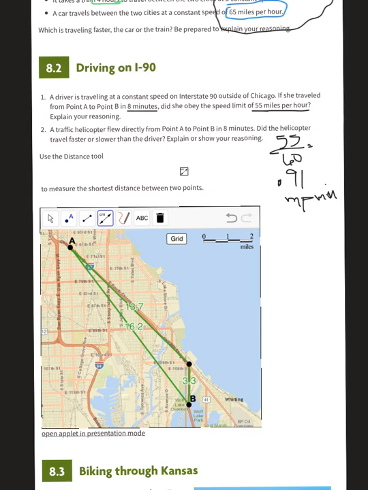So let's look at the problem here. It says a driver is traveling at a constant speed on I-90 outside of Chicago. If she traveled from point A to point B in 8 minutes, did she obey the speed limit of 0.91 miles per minute or 55 miles an hour? So if we look at the map here, the map for you guys is on page 70. If you notice, on my picture, there are green lines here. So she'd go down I-90 almost all the way, and then she'd turn right and go a little bit more to B.